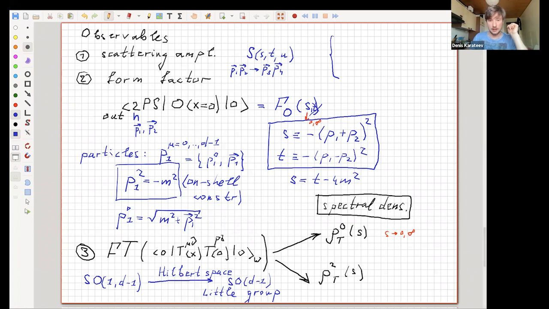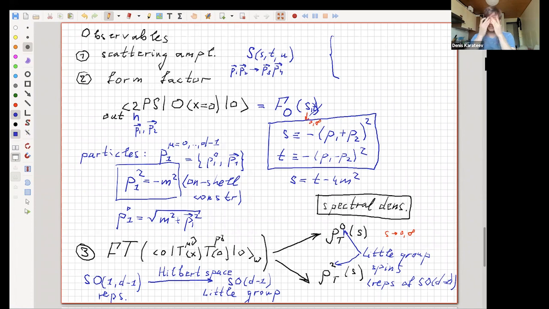You see this two-point function is transforming under the Lorentz symmetry, but we would like to write everything in terms of the little group representations. So we want to decompose representations of the Lorentz group into little group representations. This spin zero and spin two are the little group spins. They are representations of SO(D-1). Weinberg discusses this in a complicated way, I think, in section three. Good. Now let me think of some example.